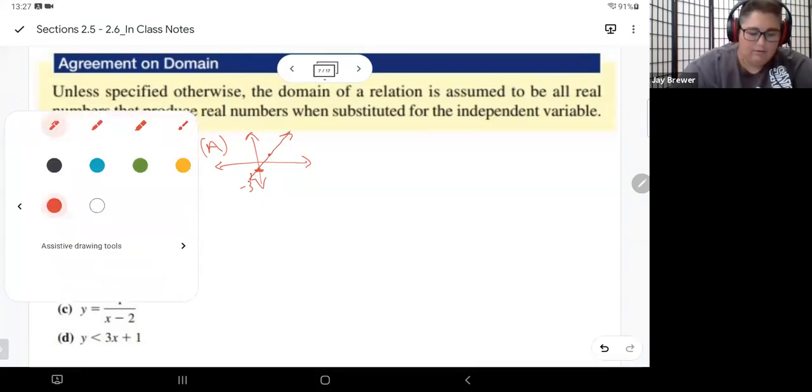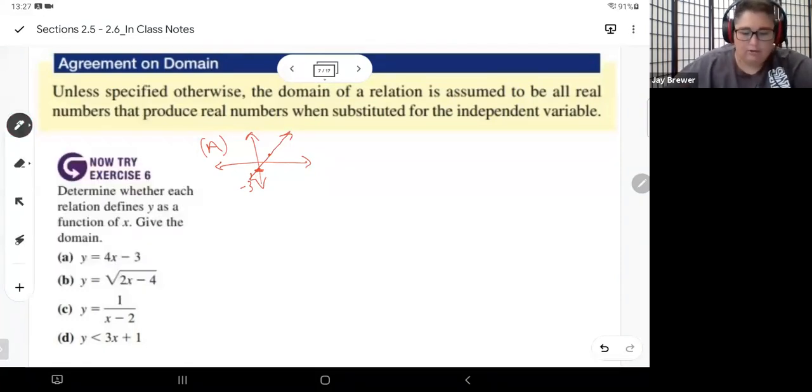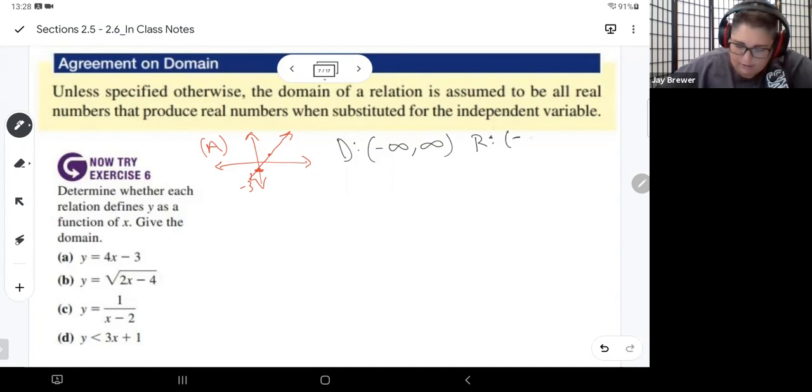Is there anywhere there that you could tell me we're not going to be? Well, it's a line, so no. The domain, and you can use D to shorten domain, is going to go from -infinity to infinity. The range, well, you can see the range also will span the whole coordinate plane. So it's also going to be -infinity to infinity.